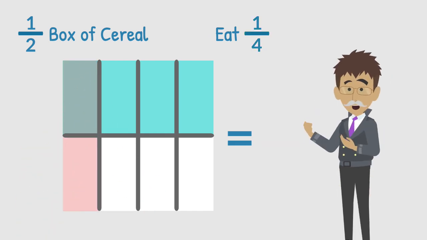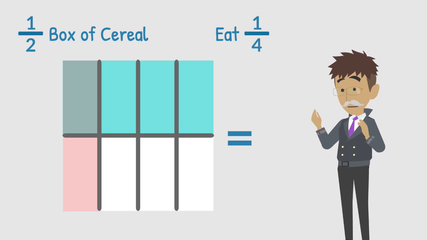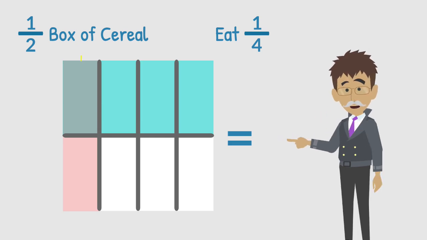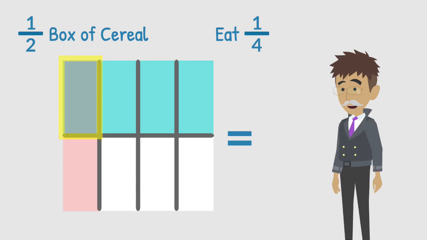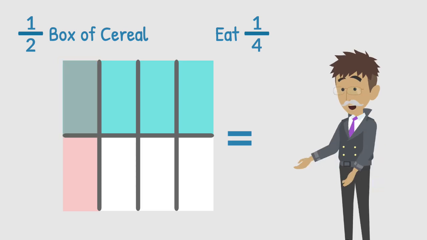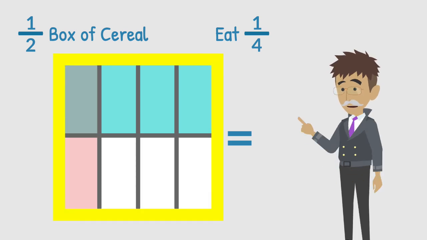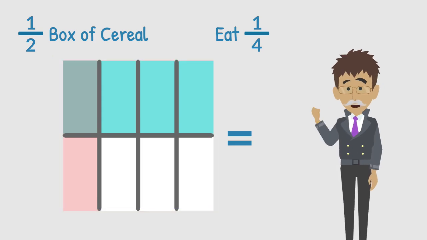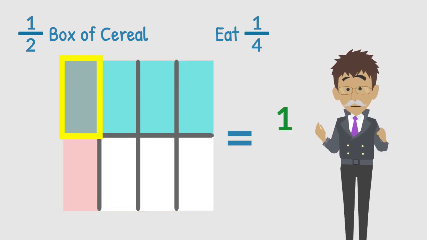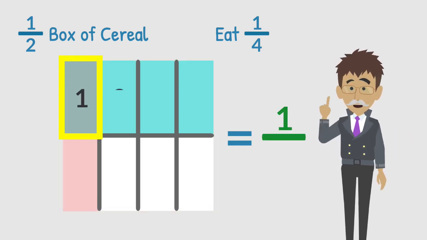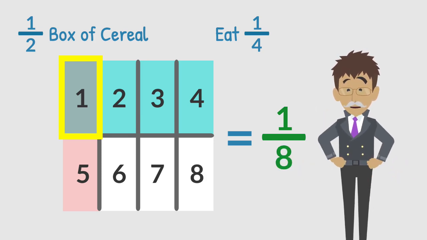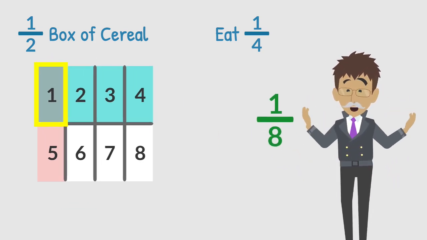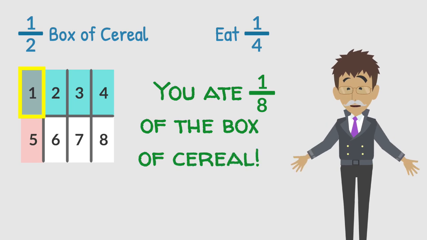Just like with whole numbers, we count the answer shown in the model. The answer is the number of pieces shaded in both times. It's part of a part. This is a fraction out of the total number of pieces the unit square is broken into. In this case, one piece is shaded both times and the whole square is broken into 8 parts. So the answer is 1/8. This means you ate 1/8 of the box of cereal.